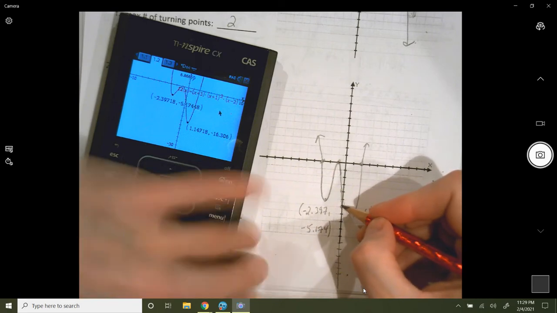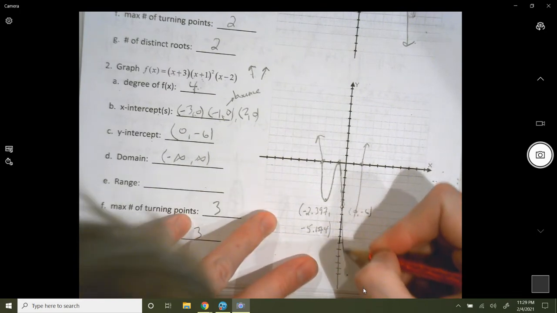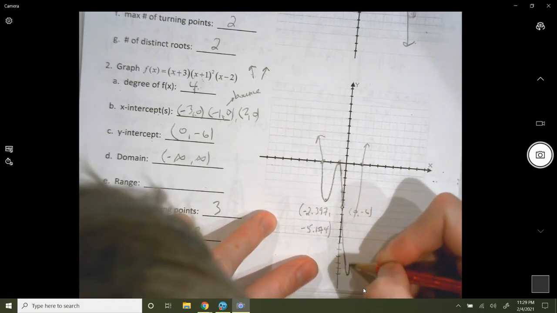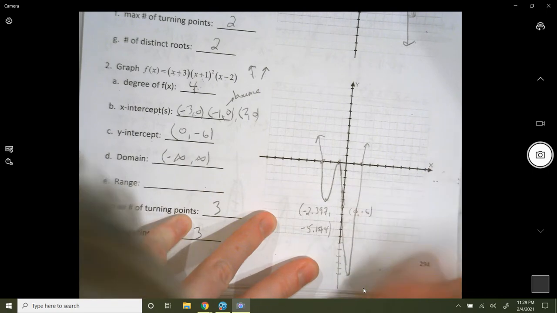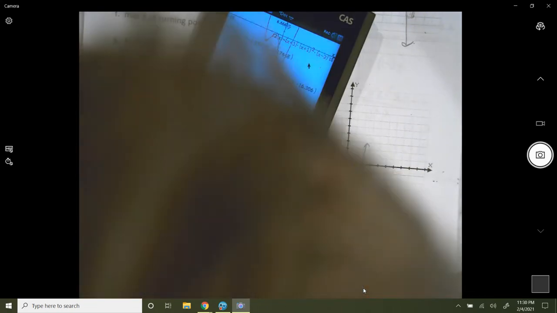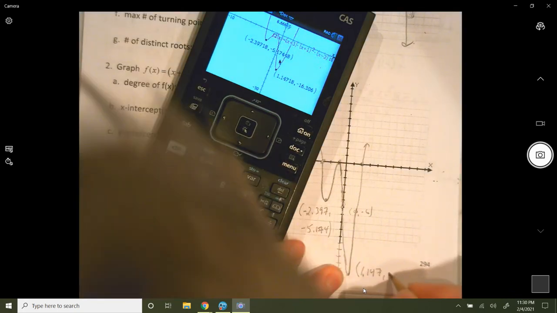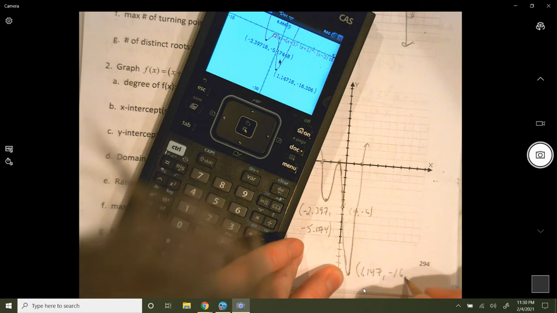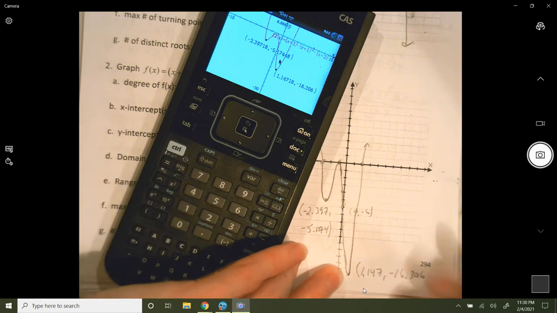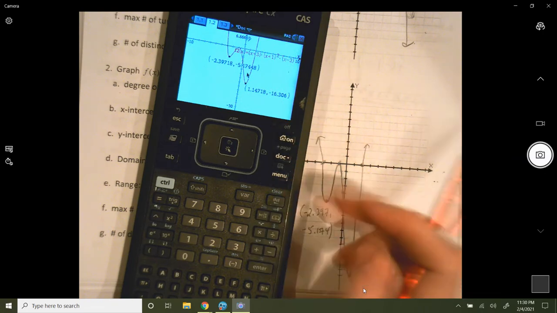Okay. Y-intercept was -6. I go through there, come down to this point, and back up. Okay, so this point here, 1.147, comma, -16.306.